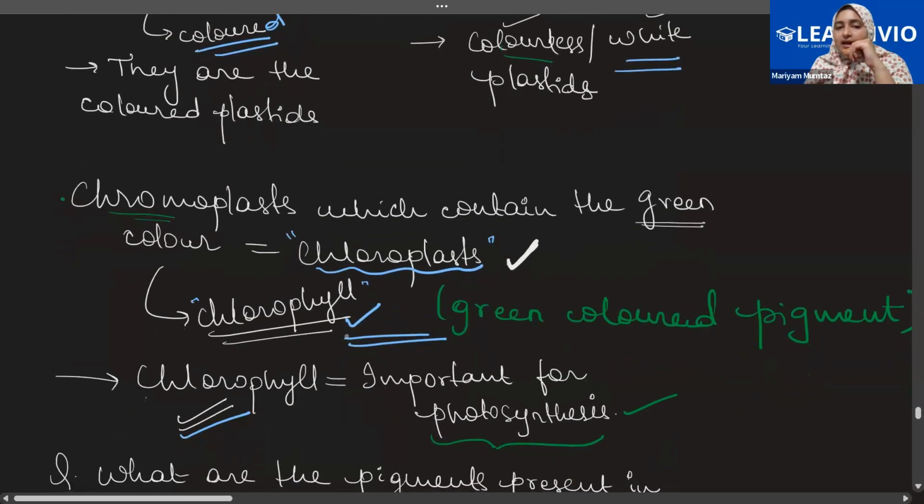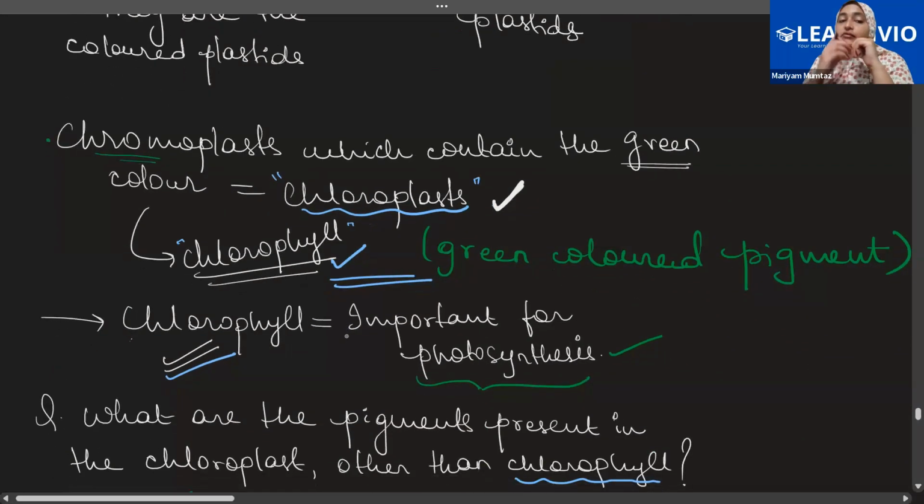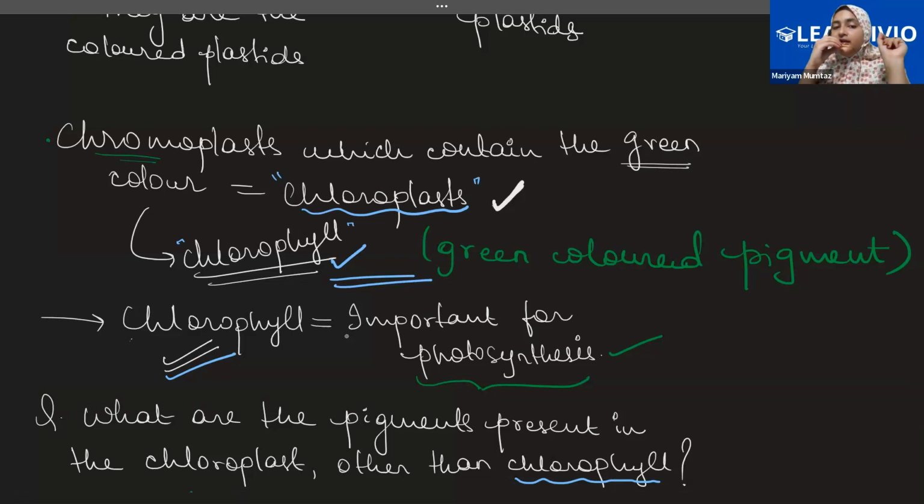Now, if the chromoplast is containing the green color pigment, which is known as chlorophyll, right? Then this chromoplast will not be called chromoplast, it will be called chloroplast.